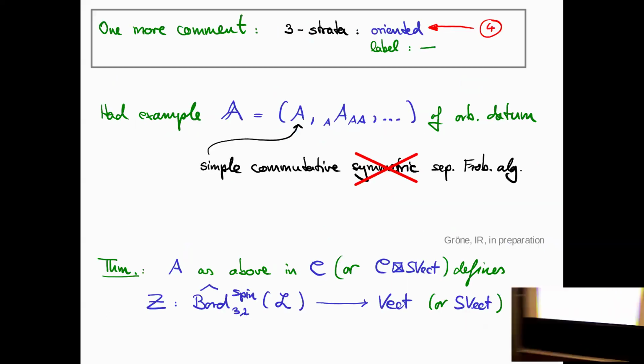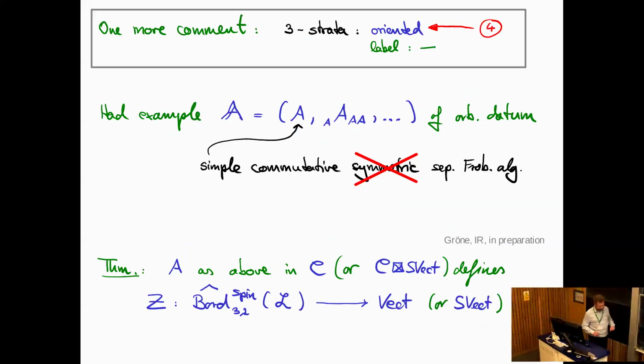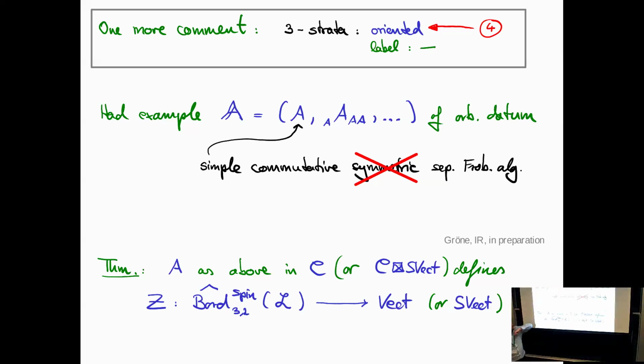Good. Now, remember that I wanted to make one more comment. So it's okay, these were my examples. So I had these four comments I wanted to make about stratified TFT. And there was one which was left, which is, do the 3-strata have to be oriented? And again, you can relax this. In fact, what you can do is you can start from an oriented 3D TFT, and you can do this gauging construction in a way that it ends you up in a spin theory.